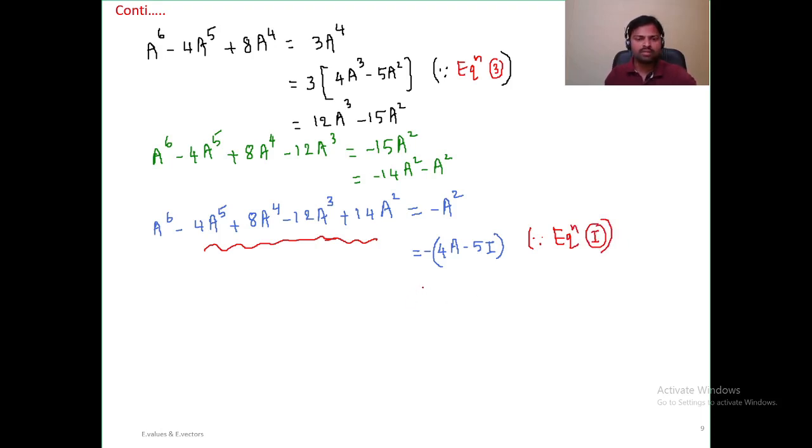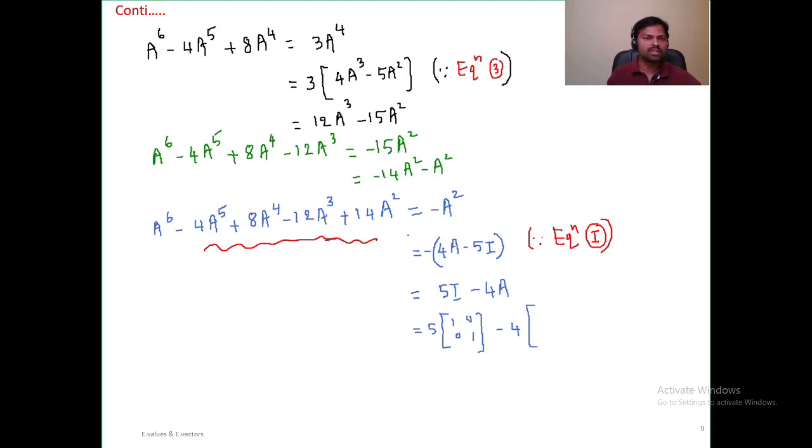So now minus a square will be equal to 5i minus 4a. Got it? Now 5 times what is the identity matrix? 1 0 0 1. Only a 2 by 2 matrix you have to take, since A is 2 by 2, minus 4 into matrix A. So you can leave up to this, no problem. 5i minus 4a you can leave, or simply minus a square.